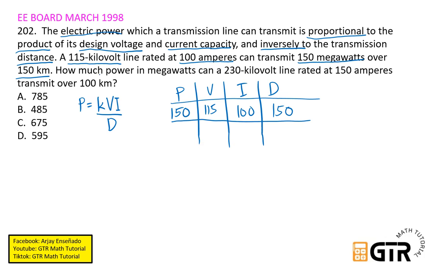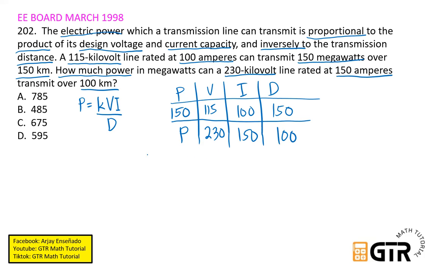So the question is how much power? So ang hinahanap, how much power? So ito yung hinahanap, P. So lagay lang natin ito ng P. In megawatts can 230 kilovolt. So kilovolt, so dito siya sa volt, 230 kilovolt. Line rated at 150 amperes. So yun yung I, 150 amperes transmit over 100 kilometers.